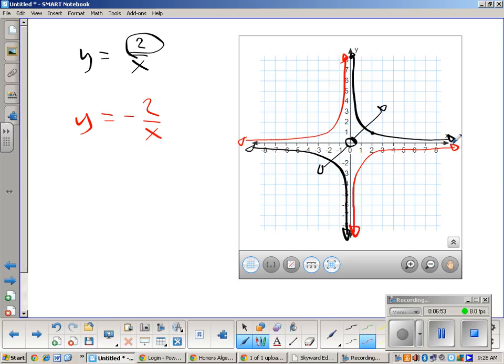Okay? And so all I'm looking for when I check your graphs, are they in the right quadrants? Do they have a decent curve to them? And are you showing them approaching the asymptotes correctly? In other words, don't let them cross over the asymptote.